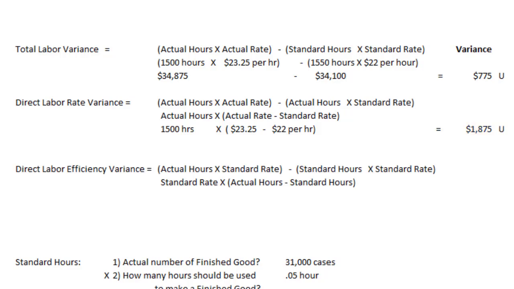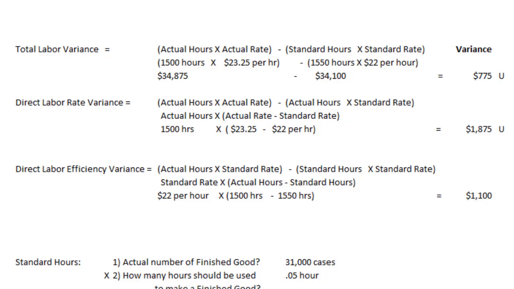Labor efficiency variance lets us know how efficient our workers are at doing their job. Actual hours times standard rate minus standard hours times standard rate. You can use that formula, or you can change it mathematically to see standard rate times (actual hours minus standard hours). The standard rate we have is $22 per hour. The actual number of hours we found earlier were 1,500 hours, and the standard hours we determined from our side calculation as 1,550. When we do the math, we get a difference of 1,100.